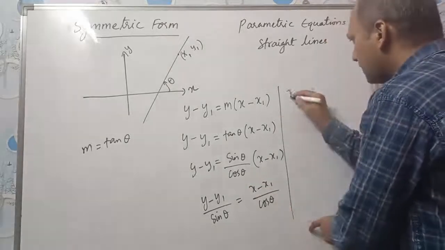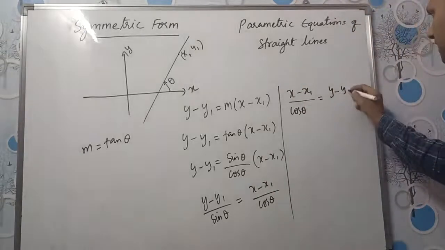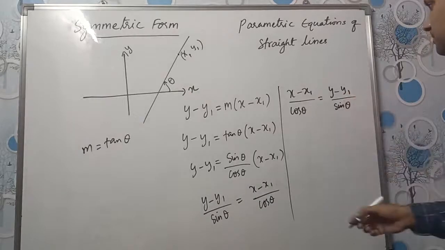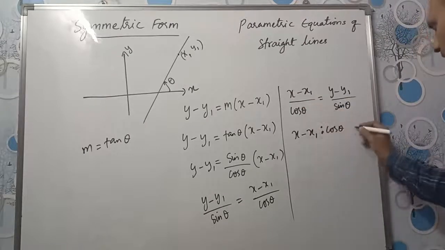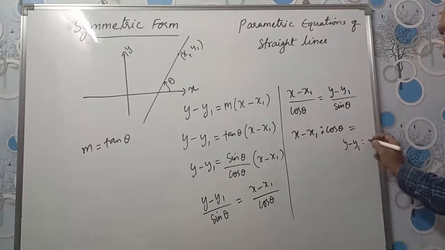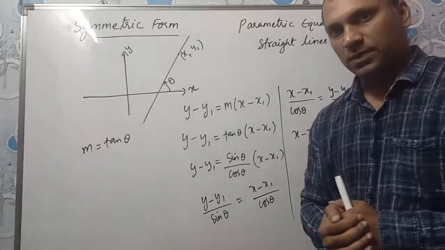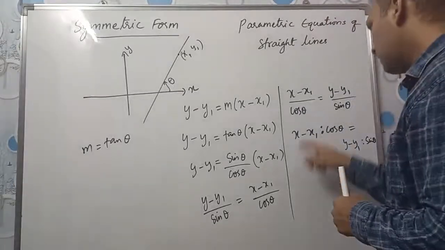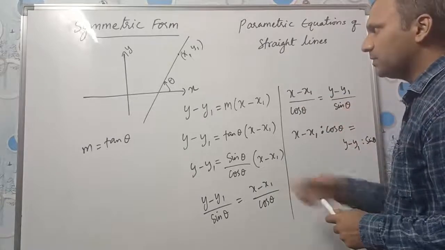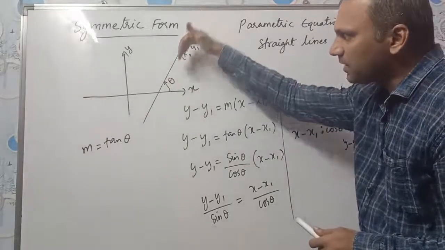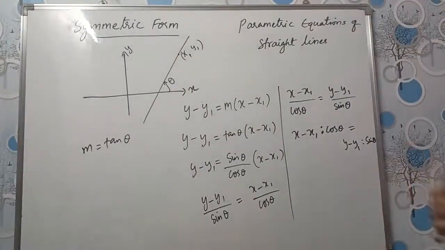We can write this as x minus x1 divided by cos theta is equal to y minus y1 divided by sine theta, or x minus x1 is to cos theta, division is to only, is equal to y minus y1 is to sine theta. This is the symmetric form. x minus x1 divided by cos theta is equal to y minus y1 divided by sine theta. And theta is the angle made by this line with respect to the positive direction of x-axis.